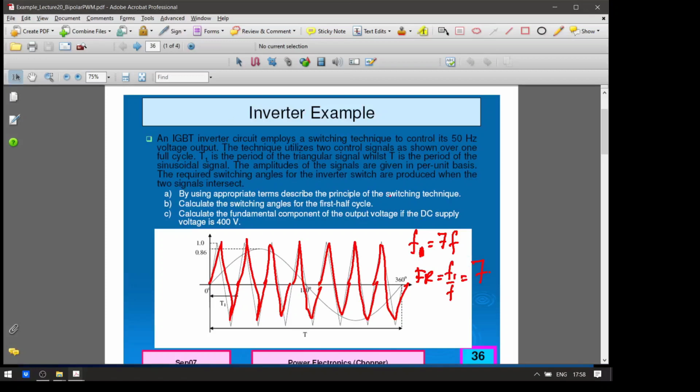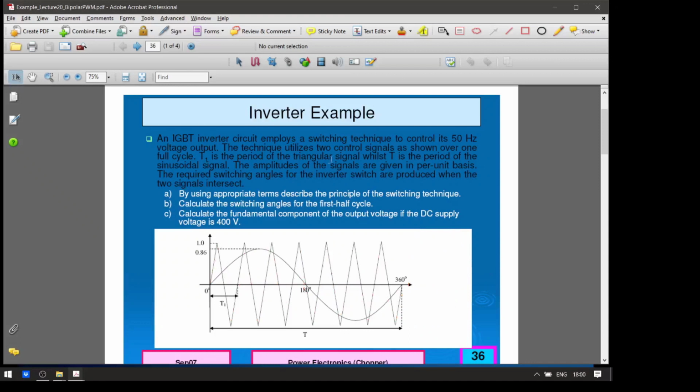By using appropriate terms, describe the principle of the switching technique. First, you list down all these parameters: the frequency ratio, the modulation index, and bipolar. Then you can describe how this is produced. You compare the modulating signals with the triangular carrier signals. Whenever Vm is greater than Vc, you produce a pulse of 1. Whenever Vm is lower than Vc, you produce a 0. So 0, 1, 1, 0, 1, 0, 0.